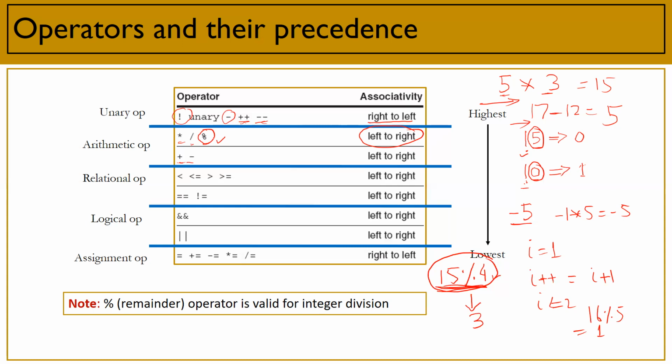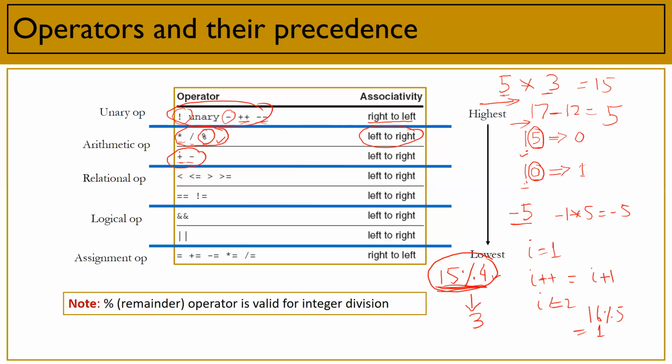You also see the precedence of these operators. Here the precedence is shown from top to bottom. Those operators which come first have higher precedence than those which come at the bottom. All the unary operators have the highest precedence over any other operator. Among arithmetic operators, multiplication, division, and remainder have the same precedence because they are in the same row, but they have higher precedence over the plus and minus operators.